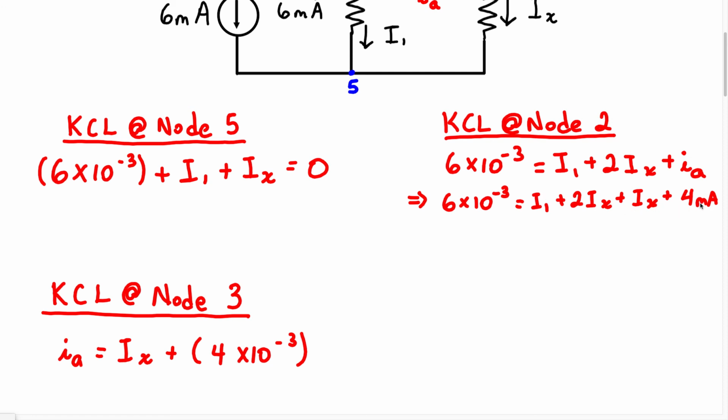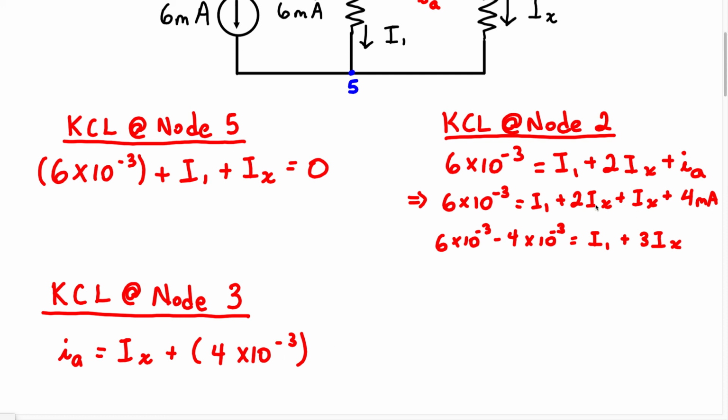So I'm going to take this 4 milliamp over to the next side. Therefore, we're going to have 6 times 10 to the minus 3 minus 4 times 10 to the minus 3 equals I1. Now, we have 2IX plus IX, which is going to give us 3IX, right? We know 4 milliamp is the same thing as 4 times 10 to the minus 3. That's why I wrote it as 4 milliamp, just for the sake of space.